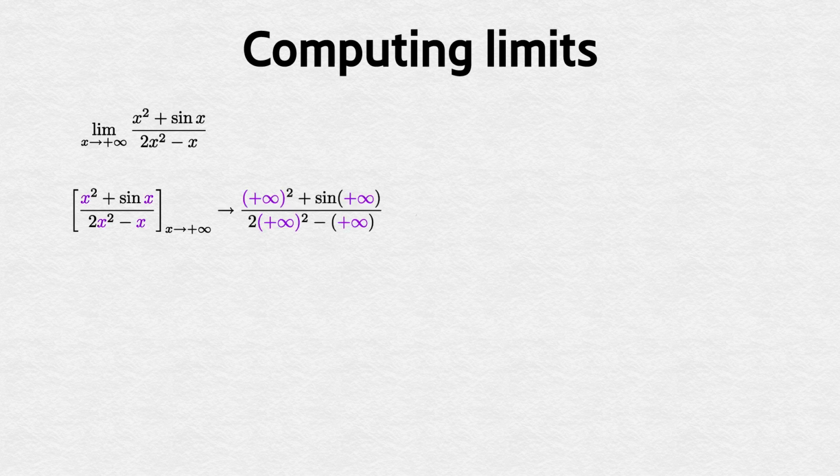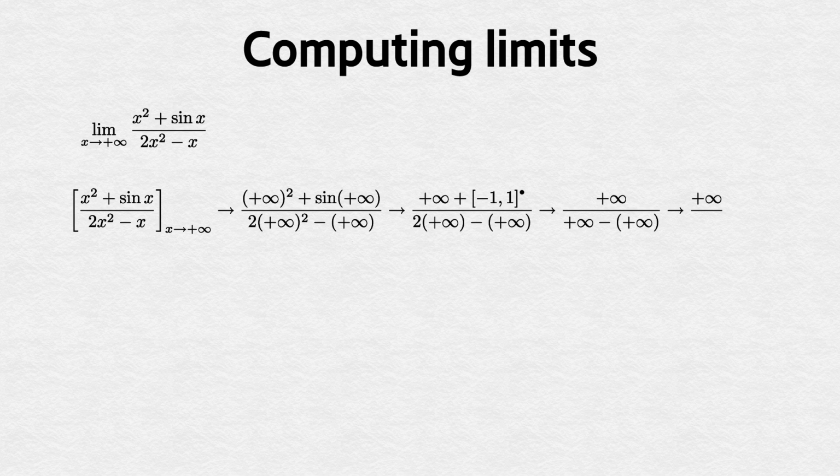Positive infinity squared plus sine of positive infinity over 2 times positive infinity squared minus positive infinity. Well, the positive infinity squared yields positive infinity. Sine of positive infinity yields the closed interval negative 1, 1. And again, positive infinity squared yields positive infinity. In the numerator, positive infinity plus the closed interval negative 1, 1 yields positive infinity. In the denominator, 2 times positive infinity yields positive infinity. And finally, we obtain a numerator of positive infinity and a denominator of positive infinity minus positive infinity, which yields star. Our end result is star.